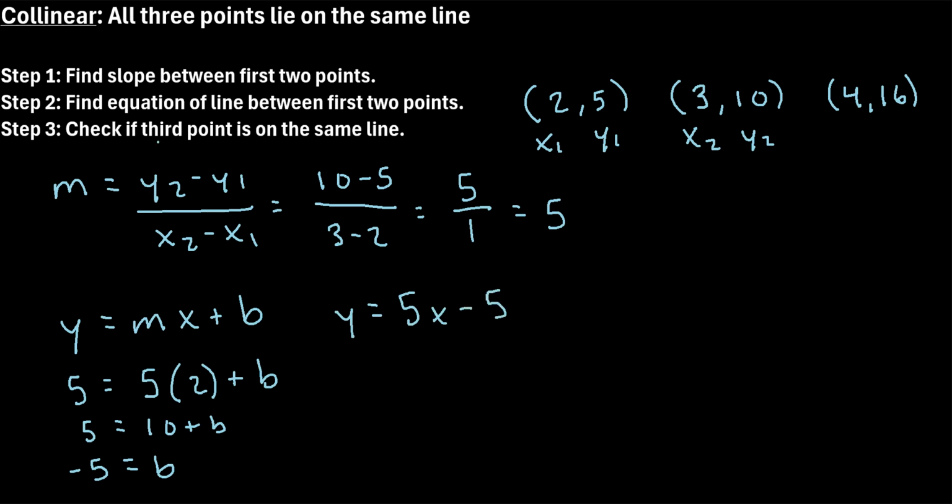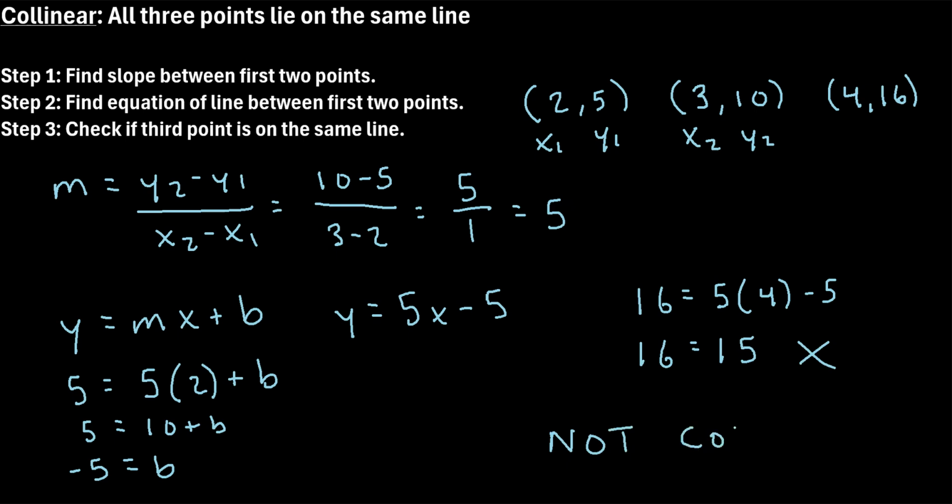The last step is to check if the third point is on the same line. For this point right here, we're going to plug in this 4 for x and 16 for y and see if we get a true statement. So we'll say 16 is equal to 5 times 4 minus 5. 5 times 4 is 20, and 20 minus 5 is 15. So this is not a true statement. 16 is not equal to 15. What this means is that the 3 points are not collinear.